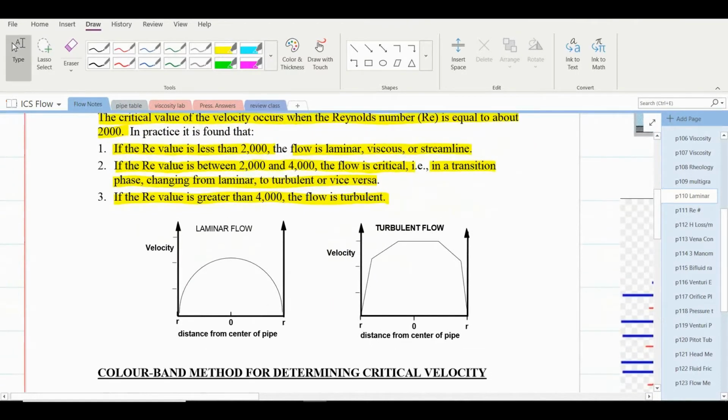This diagram shows a cross-sectional velocity of a fluid relative to distance from the center of the pipe. At the walls, the velocity is essentially zero, and as we move toward the center of the pipe, the velocity increases in a rather uniform fashion. That's the case of laminar flow. In turbulent flow, the pattern is less even, more erratic.